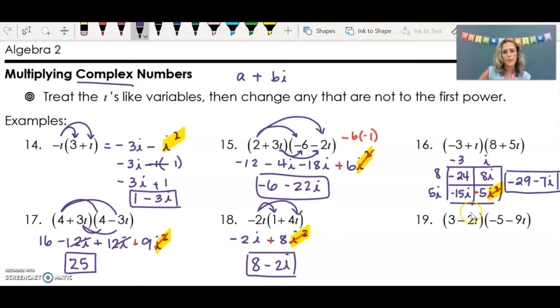So 8 minus 2i. Last one, same thing. You can tune me out and try it on your own if you feel confident, or pause the video and work it out and then resume.